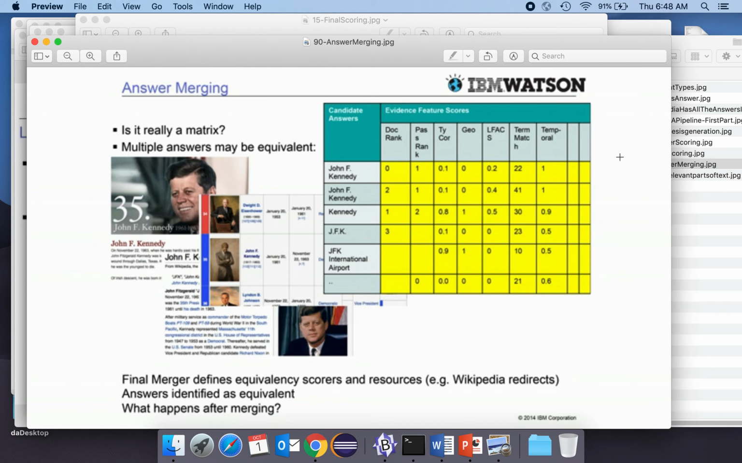All right, that's just a quick introduction about a very high-level view of some of the information retrieval processing they did.